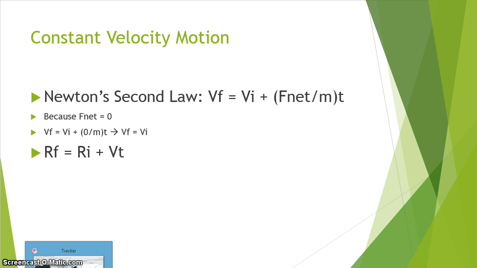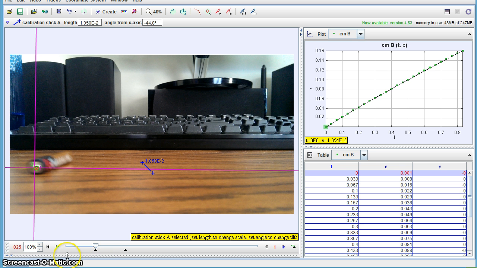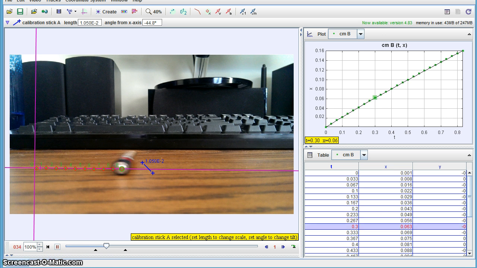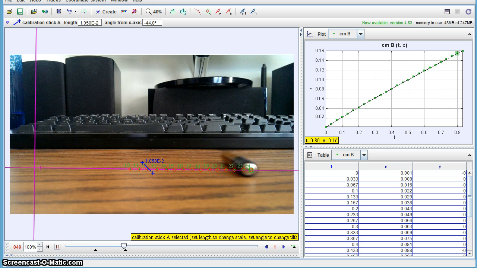Here is the video on Tracker. As you can see, I chose the right as the positive x direction because the battery was moving to the right. And we can ignore the y and the z because the motion is only in one dimension.